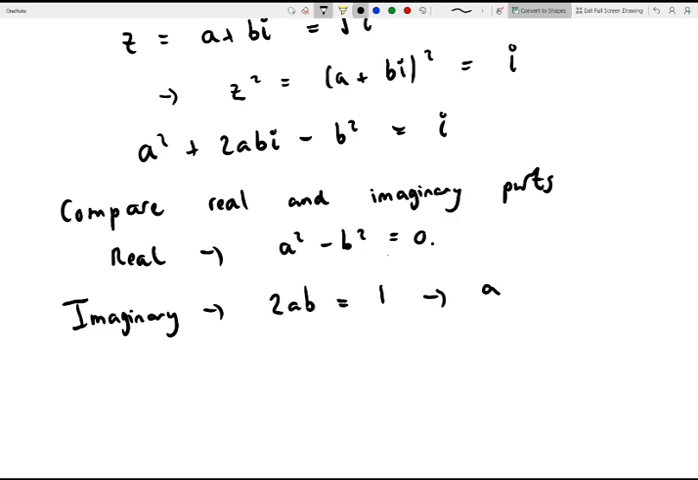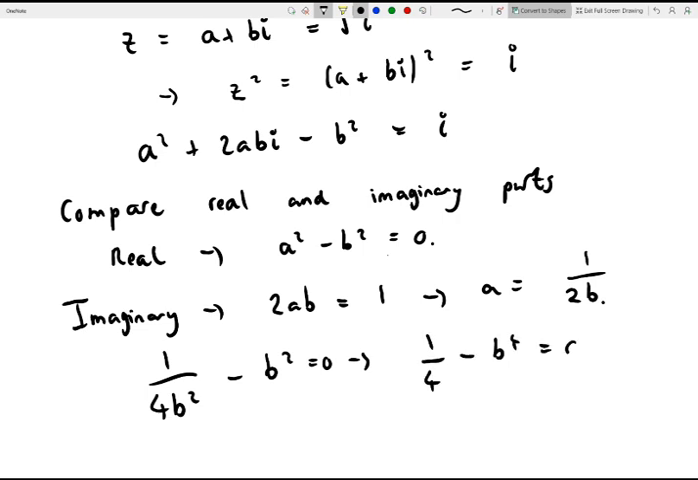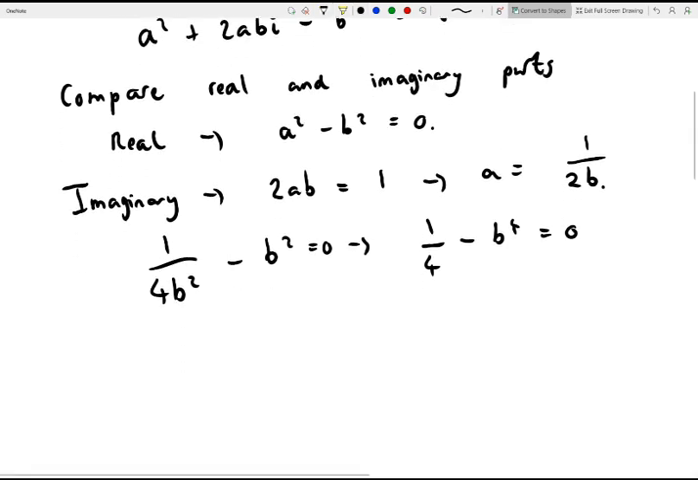And rearranging this, we can get that a is 1 over 2b, and then substitute this into a squared minus b squared, we can get 1 over 4b squared minus b squared is equal to 0, and then times by b squared, we get a quarter minus b to the 4 is equal to 0. And then solving this, we get that b equals plus or minus 1 over root 2, but then we should multiply top and bottom by root 2 really, so we get root 2 over 2.